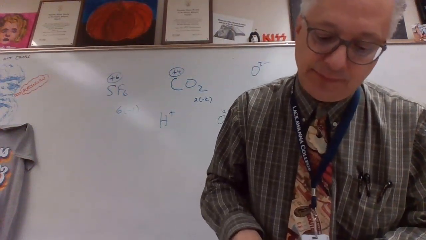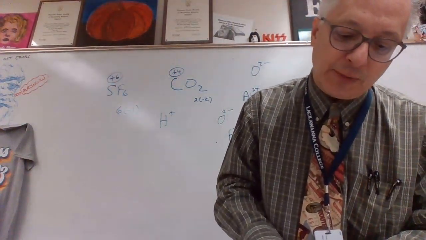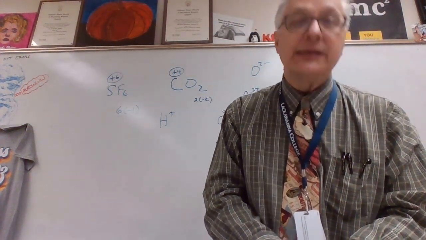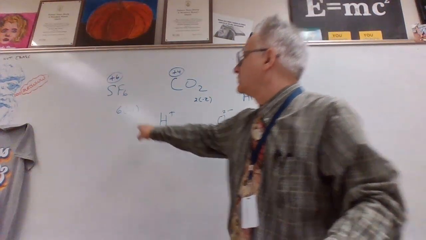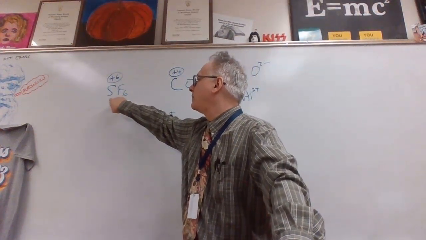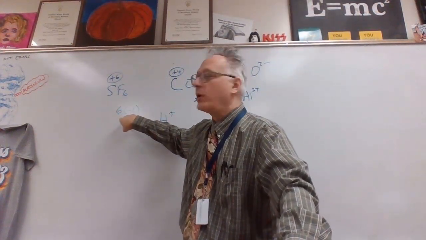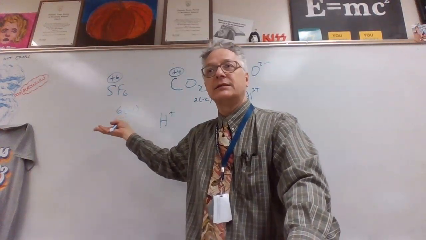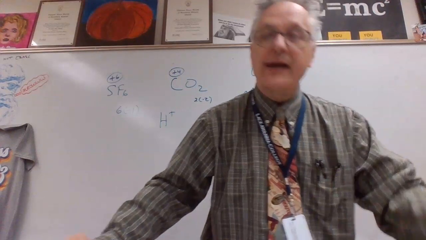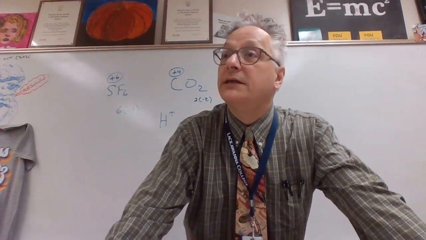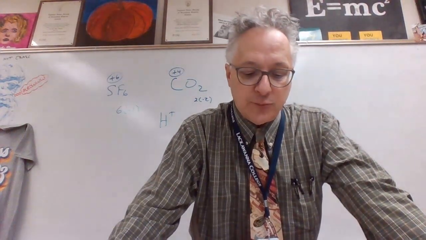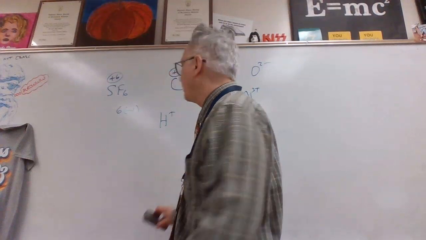This is number 6: for an electrically neutral compound, the sum of the oxidation states must be 0. So SF6 is a neutral compound, so we have 6 times -1 and a +6. So together, all of those things will cancel out. And finally, if you have a polyatomic ion, the sum of the oxidation states must equal the overall charge. Let's take a look at one, and I'll show you what I mean.